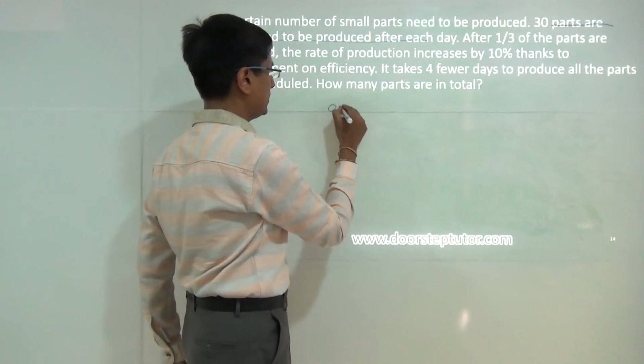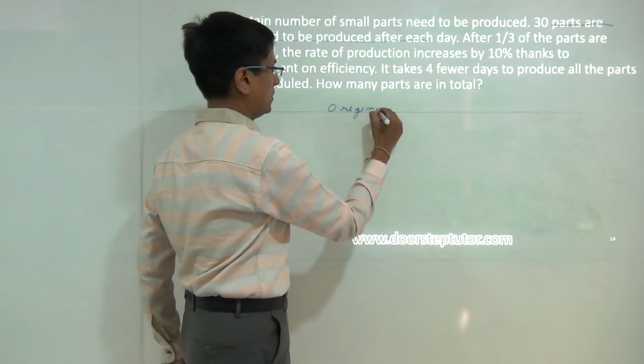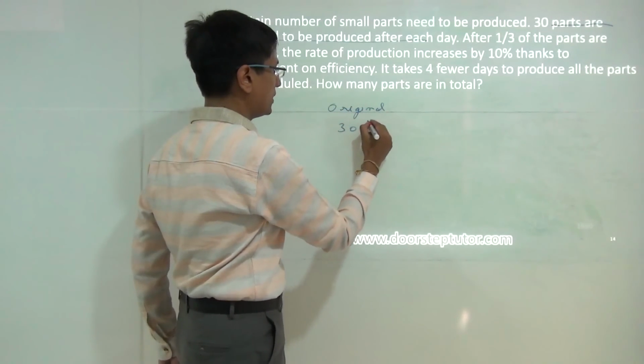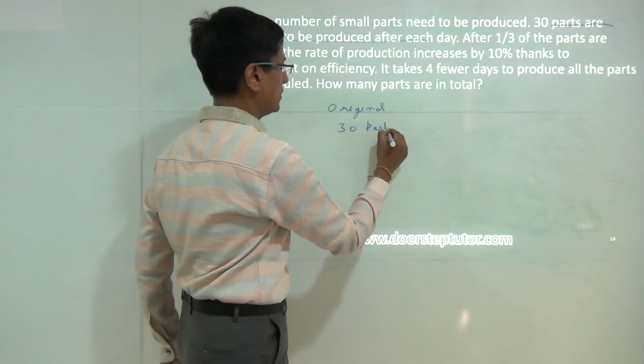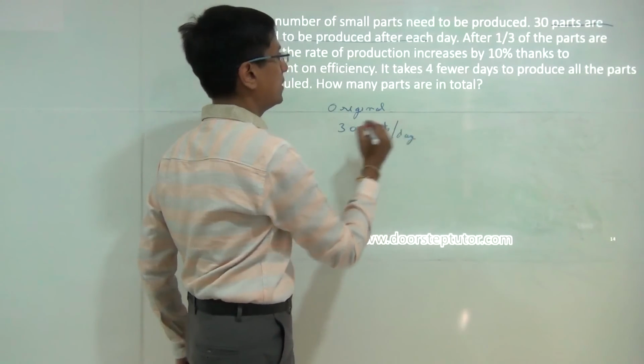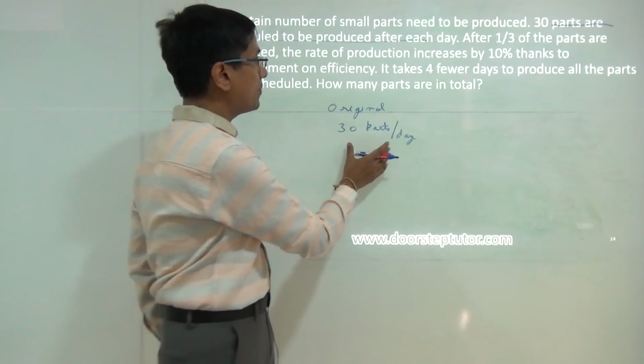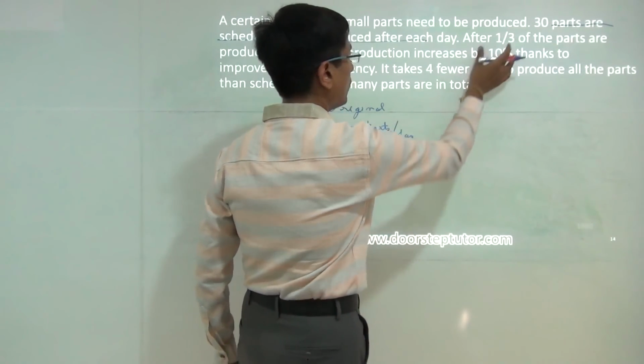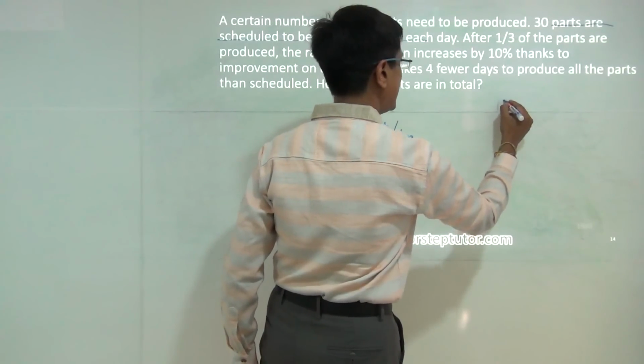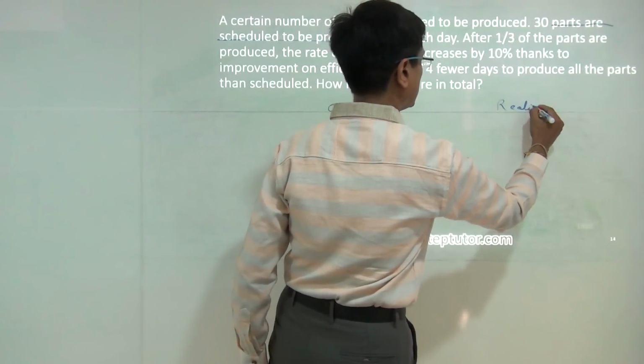So the original plan was to produce 30 parts per day. Now what happened in reality? In reality we did better than this. We were able to produce 1/3 of the parts. So in reality what happened?